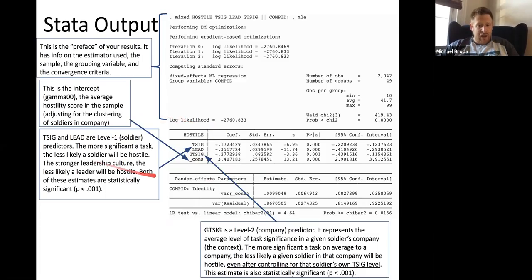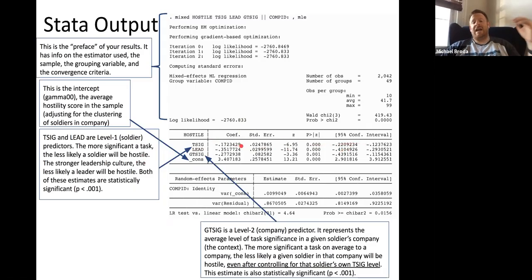Okay, so now if we're looking at our fixed effects, we have an estimate for tsig and an estimate for lead. These are predictors at the soldier level, or the individual level. All right, so the more significant a task, here's the estimate for TSIG, it's minus 0.17. Here's its standard error, it's very significant. Here's its 95% confidence interval.